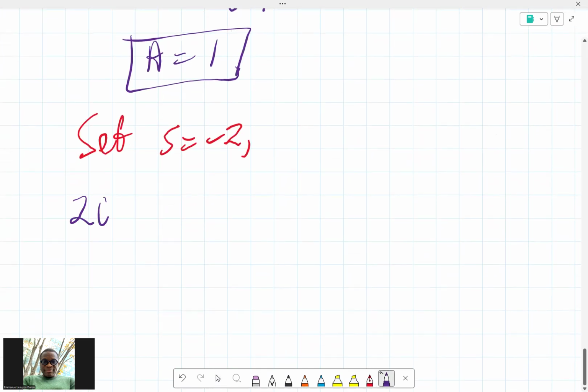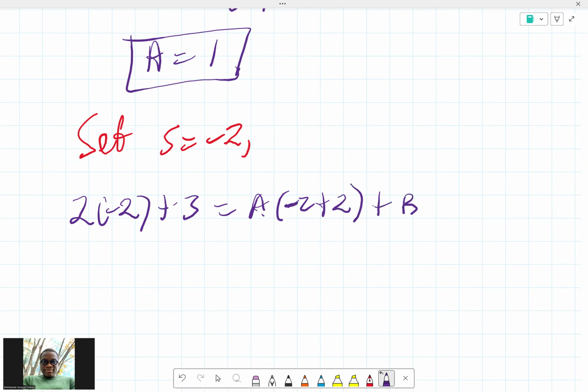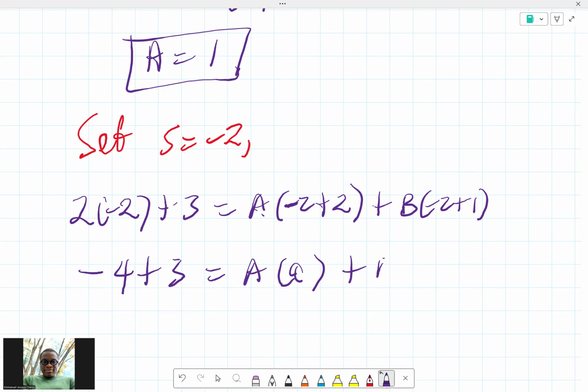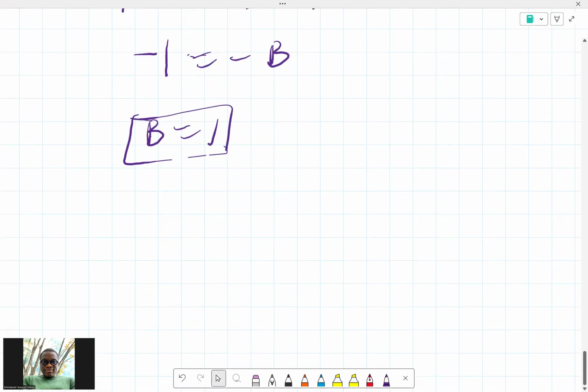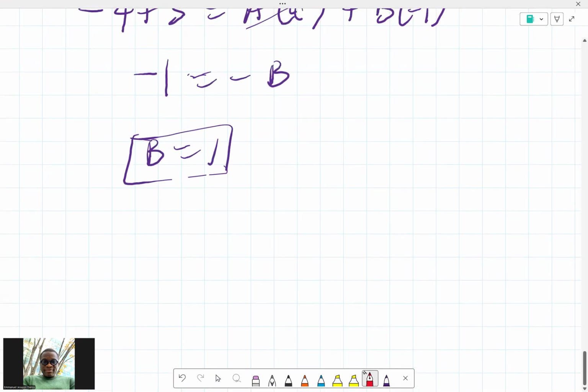That'll be 2 into minus 2 plus 3 equals A into minus 2 plus 2, plus B into minus 2 plus 1. So 2 into minus 2 is minus 4 plus 3 equals A into minus 2 plus 2 is 0. Then B into minus 2 plus 1 is minus 1. So this is gone. So we have minus 1 here equals minus B. Okay. So that simply means that B is equal to 1. Therefore A is equal to 1 and B is also equal to 1.